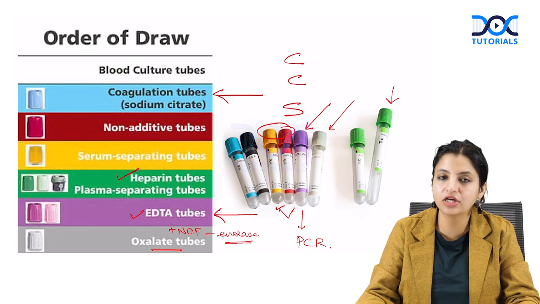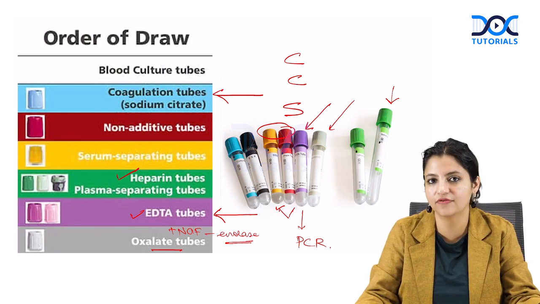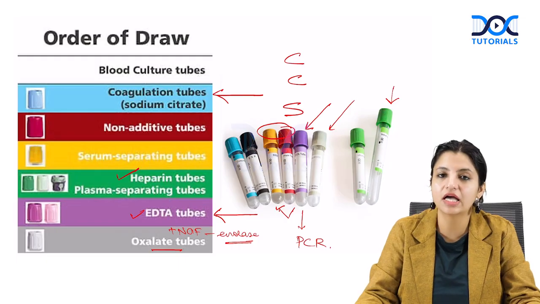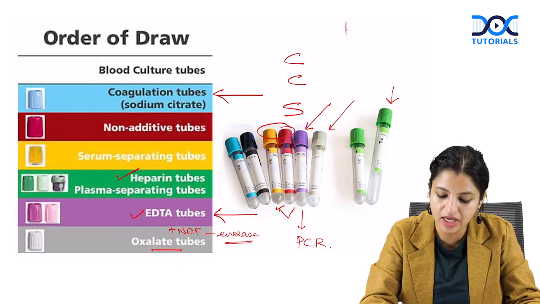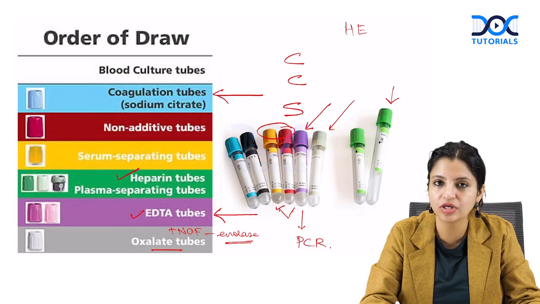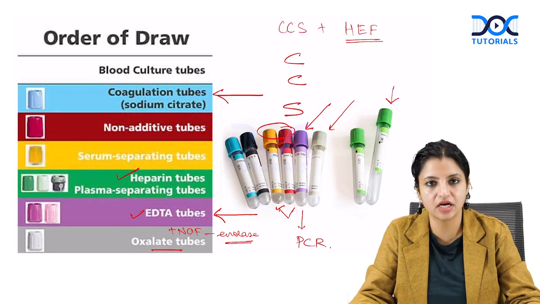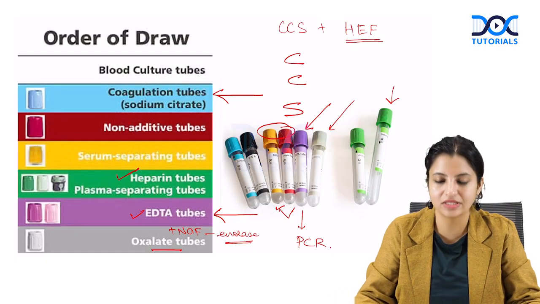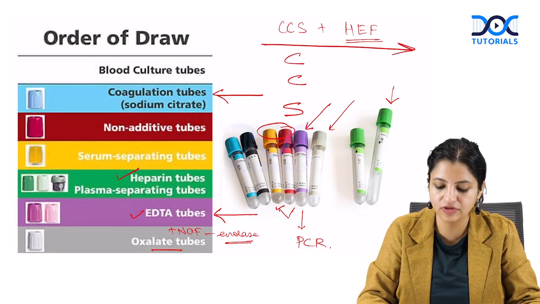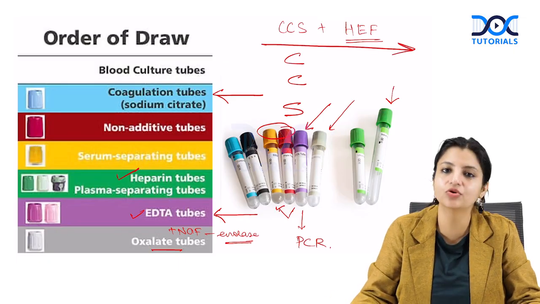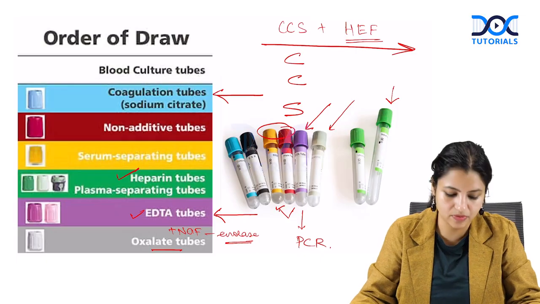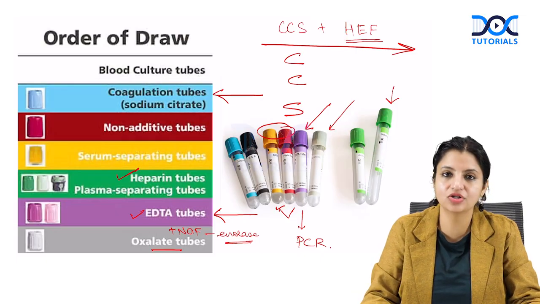So the order is very, very simple to remember. Always remember CCS. You have to first use culture, then citrate, then serum, and after that you have to use heparin, EDTA and sodium fluoride. So sodium fluoride, HEF. So CCS and HEF. That is how the order of draw is. That's the order that you should always follow, and if you know the principle behind it, you will never confuse it. Okay guys, so that's your order of draw, which everybody should be super clear about.